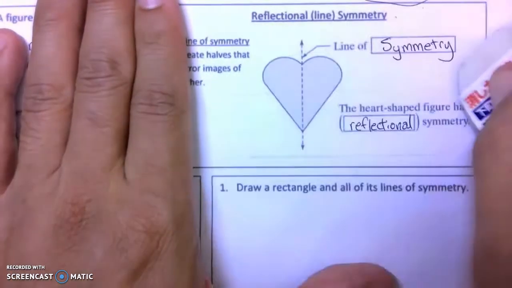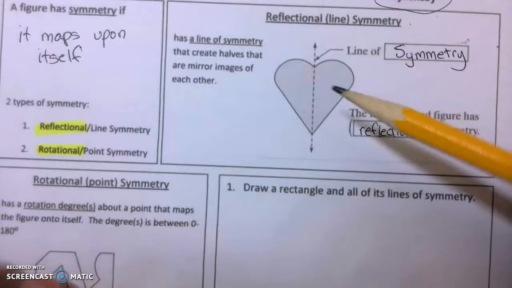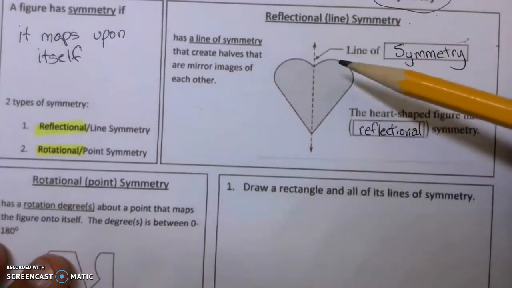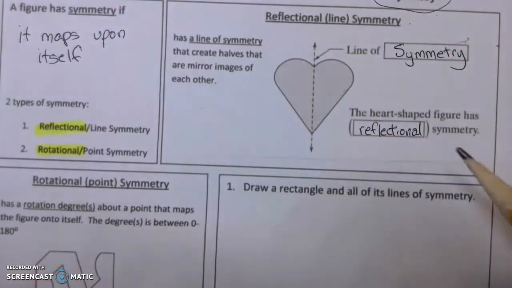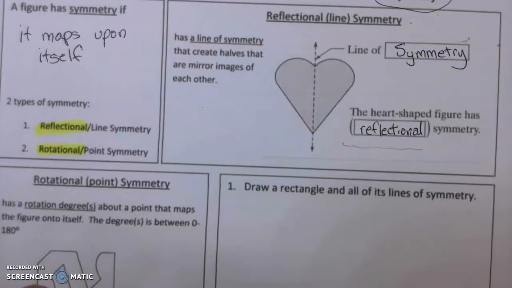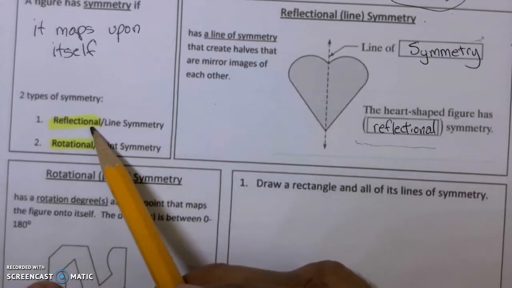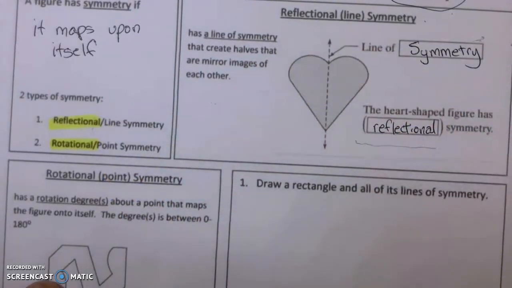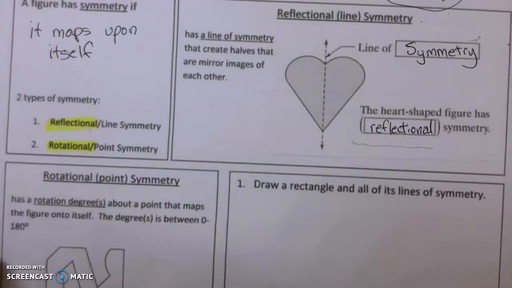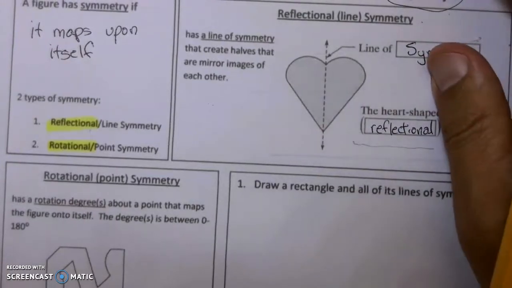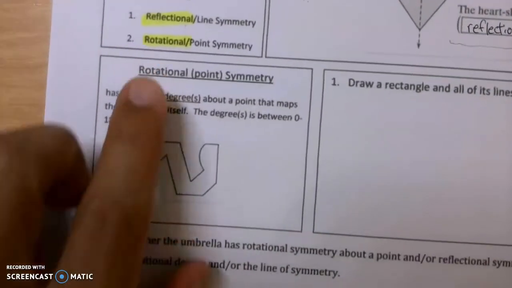In some of the pictures, literally all you're going to do is see a picture of this heart, and you're just going to draw this line and say this has reflectional symmetry. So that's one of them. Some type of figure that you can just draw a line through it, and everything on the left and right or up and down looks exactly the same. Another one is rotational symmetry.